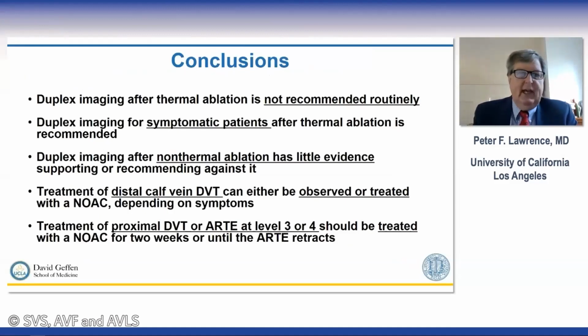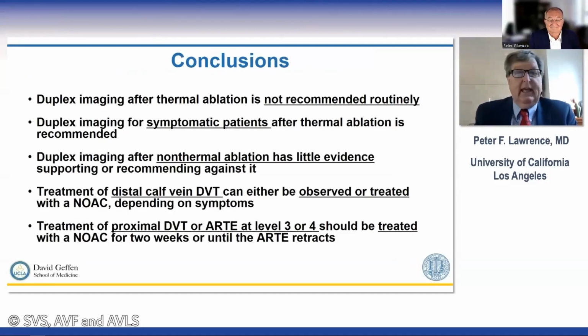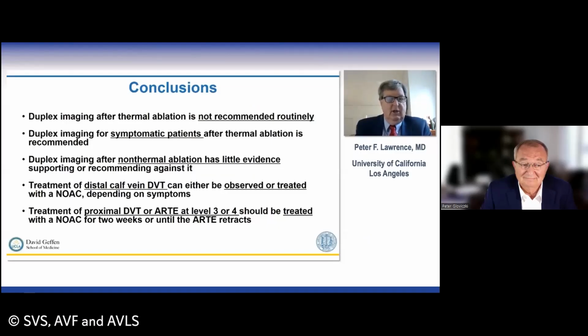So I'd conclude by saying that, first of all, duplex imaging is not recommended for routine treatment of the truncal veins, but duplex imaging is recommended for symptomatic patients who have thermal ablation. After non-thermal ablations, there's very little evidence supporting either treatment or non-treatment. And for distal calf vein DVT, they can either be observed or treated depending on symptoms. And lastly, those with extension into the deep system, what we now call ART, at level 3 or 4 should be treated with a NOAC for at least 2 weeks or until it retracts. Thanks for your attention. I'll look forward to the discussion.